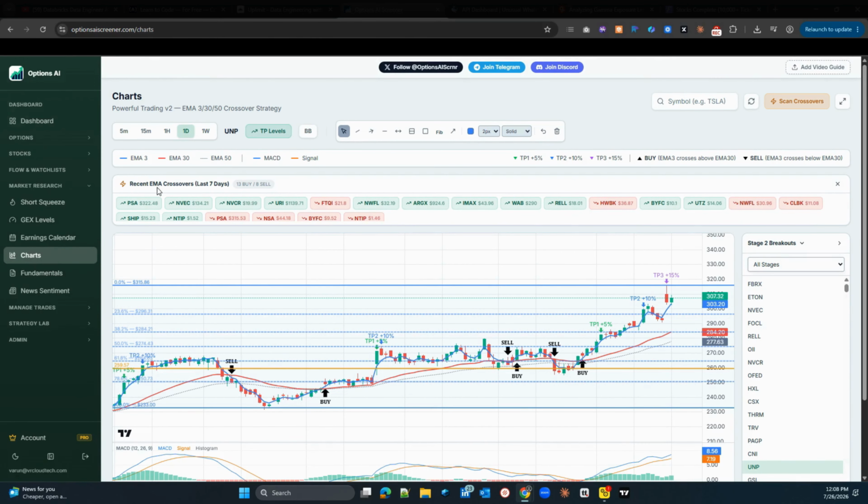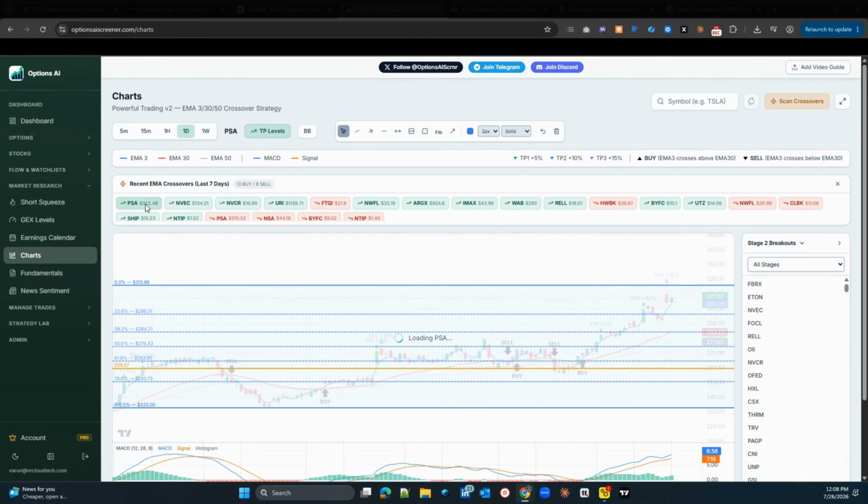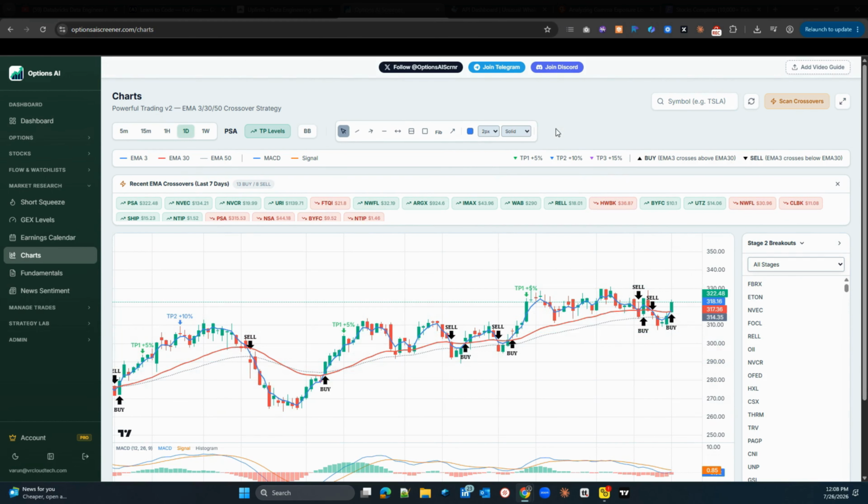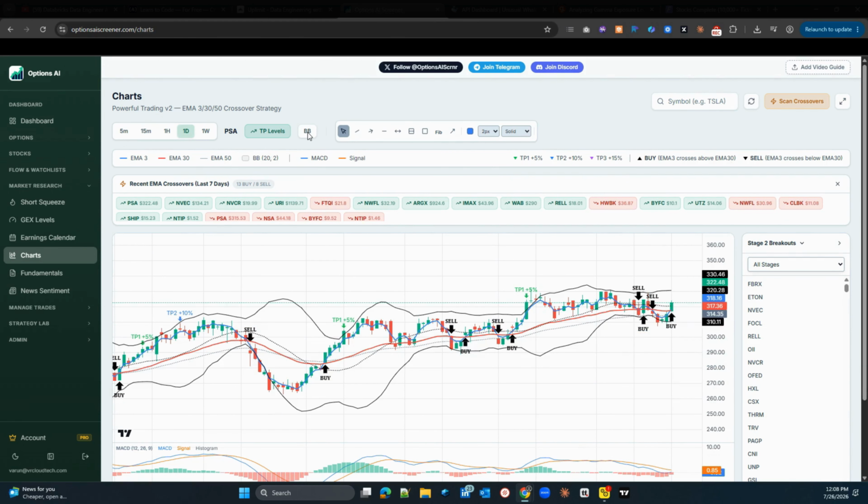Let's select this signal. PSA indicates a buying trend, and we have received a buy signal for PSA. I am not familiar with the stock. It's essential to conduct further research. You can remove these indicators, and you can also incorporate Bollinger bands, which indicate the widening or narrowing of the bands. The narrowing of a Bollinger band, whether at the top or bottom, provides valuable insights.